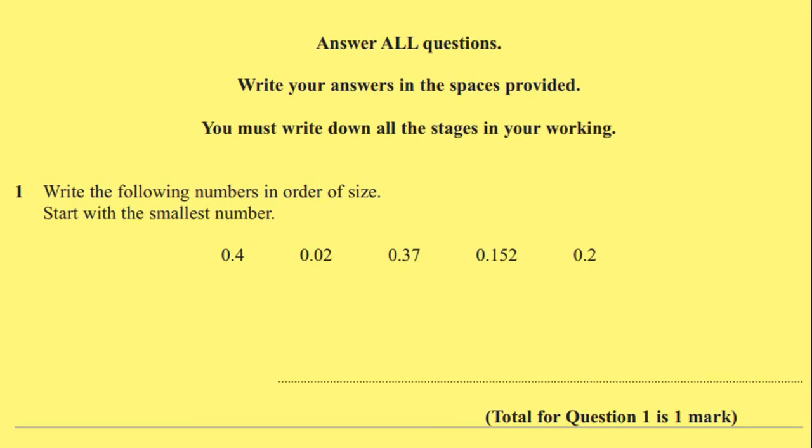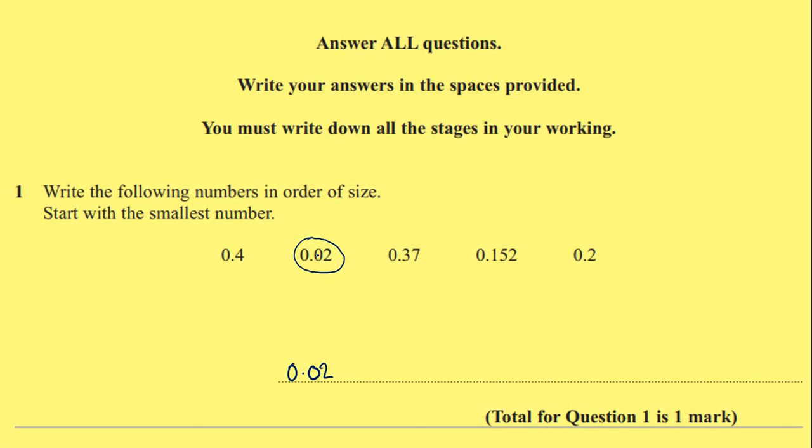So let's get cracking. Write the following numbers in order of size, starting with the smallest number. Well, they're all 0 point. Okay, so the units aren't going to make a difference. Now let's look at the first number after the decimal place. This one starts with the 0, and so this one will definitely be smallest. So the first number after the decimal place is smallest in this number here, so we'll put 0.02.